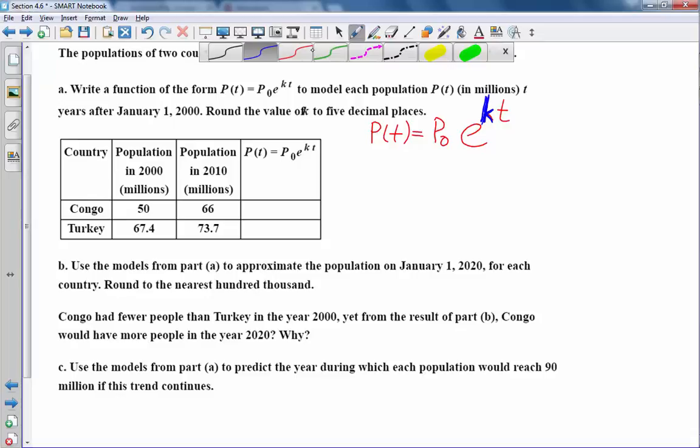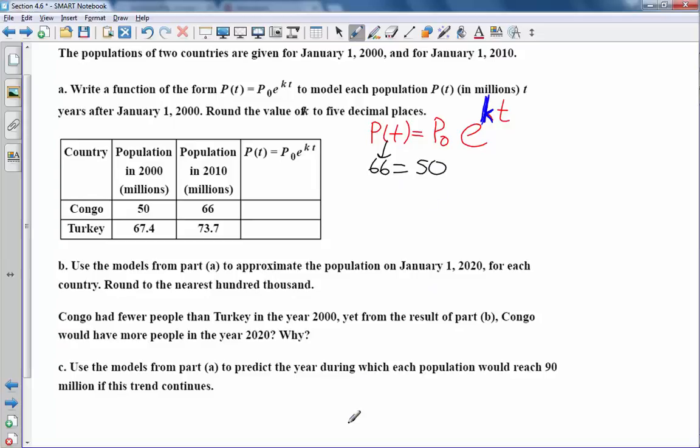Do we know the final population Congo grew into? Do we know it on the table? What is it? 66. That's what you're going to put here. Do we know the initial starting value of the population of Congo? What is the starting value? Like you had 50 million, you grew into 66 million. 66 is here, 50 there. Just like the previous question, 25 grand grew into 160, same deal. e to the RT, instead of R you have K.